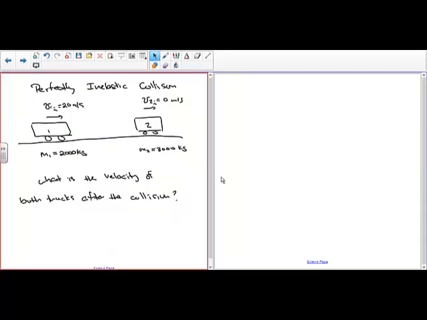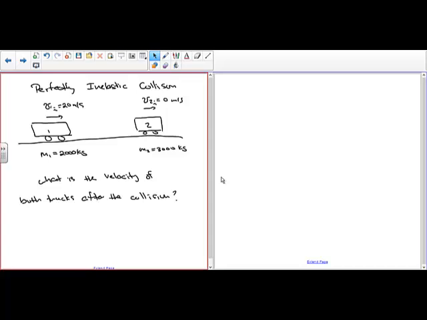Okay, let's do an example of a perfectly inelastic collision. So what I have is two objects, one that's 2,000 kilograms, the second one which is 3,000 kilograms, and the initial velocity of the first railroad car or truck is 20 meters per second, and the initial velocity of the second cart is 0. So something moving is going to hit, they're going to stick together like couplings or some way of having them ultimately end up moving at the same velocity.